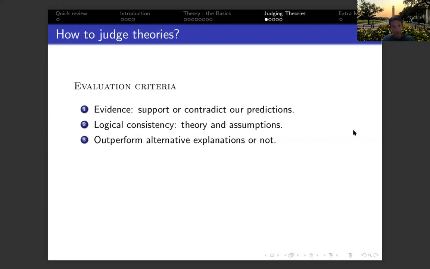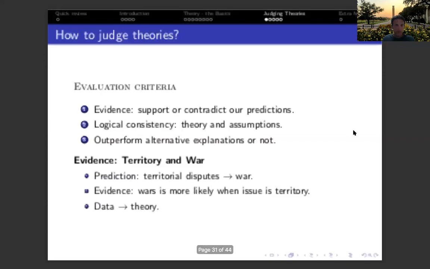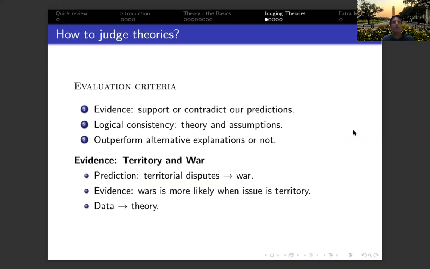The first point of evidence to support or contradict our theory is pretty straightforward. If we have no evidence to support or contradict our theory, then it's not very useful. As an example, there's a theory that links territorial disputes and the likelihood of war. According to that theory, whenever the dispute between two countries or more involves issues related to territory, the likelihood of war is higher.